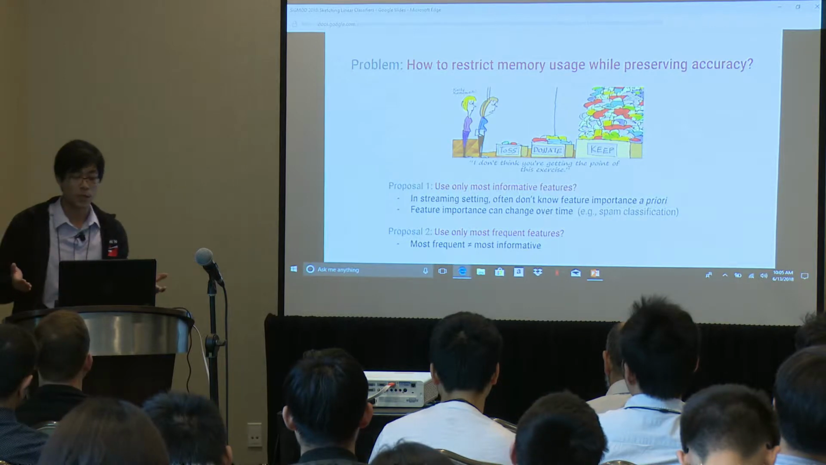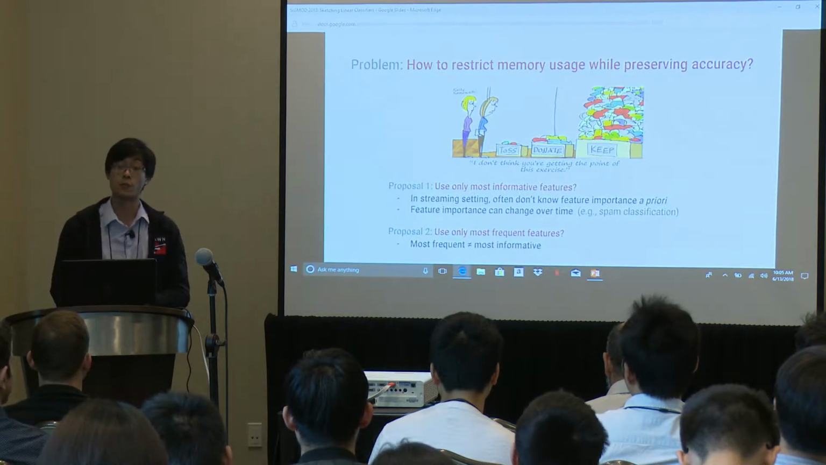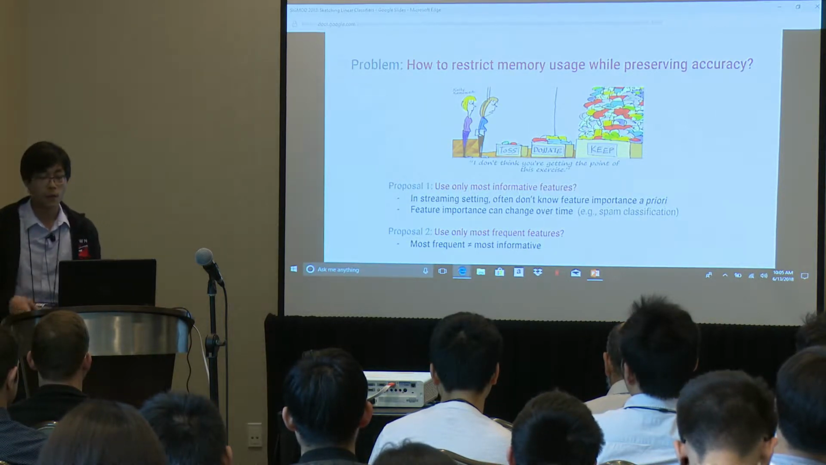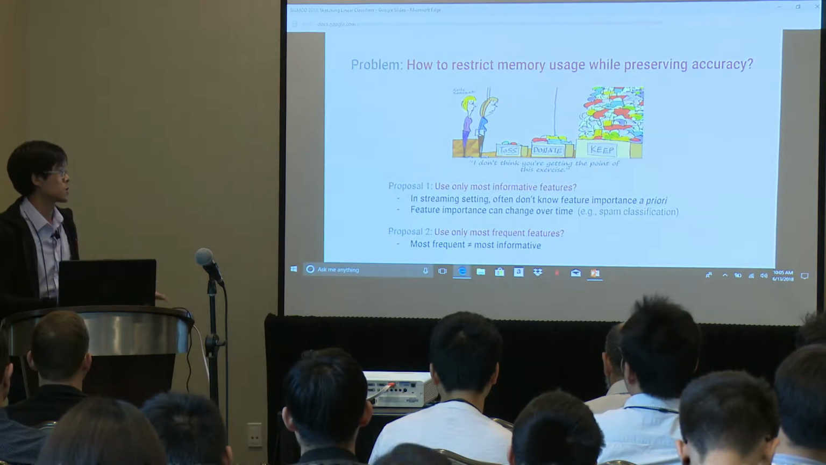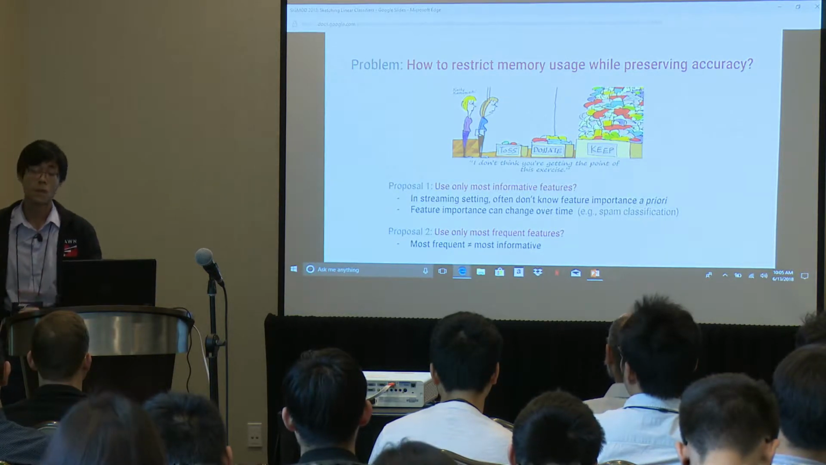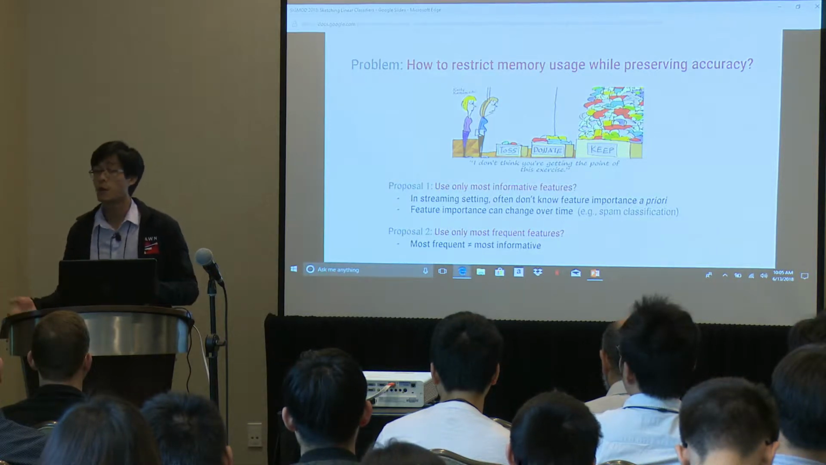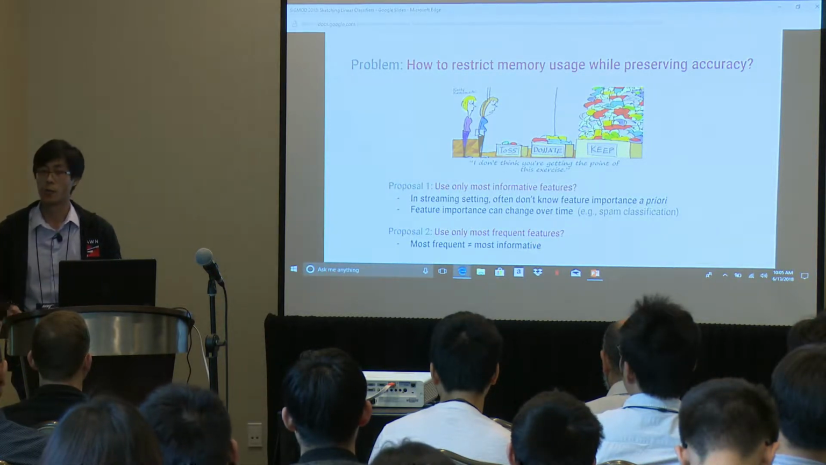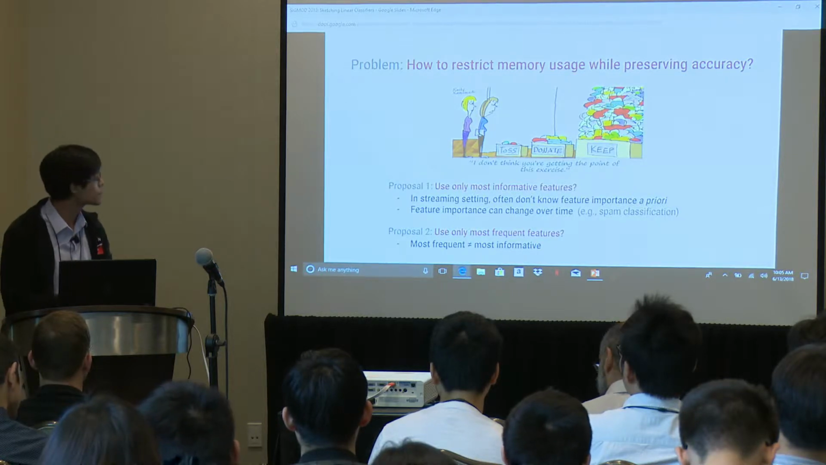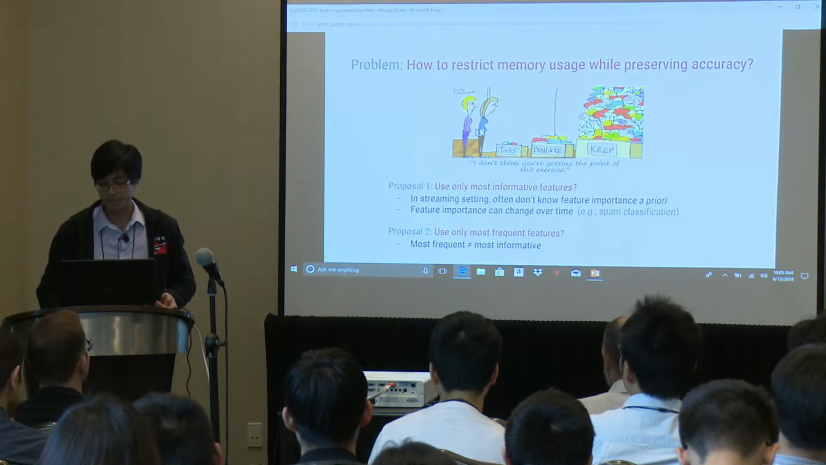A second proposal is to only use the most frequently observed features. But here it's easy to see that the most frequently observed features are not necessarily the most informative. So by only tracking the most frequently observed features in the stream, you can potentially lose out a lot in terms of classification accuracy. So what can we do?